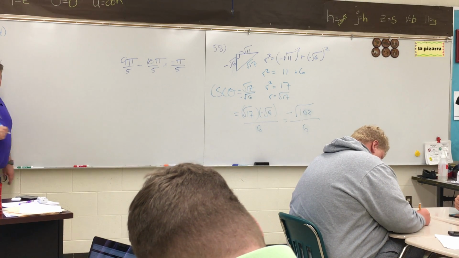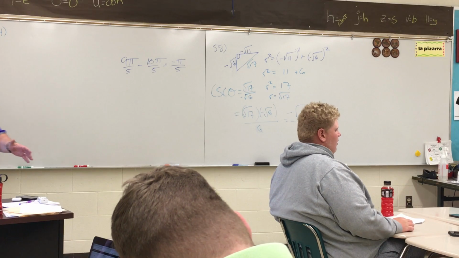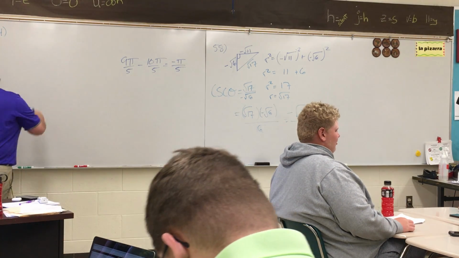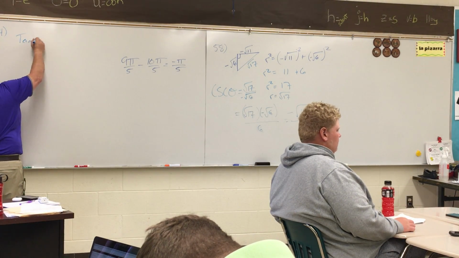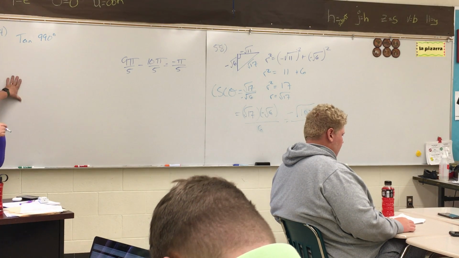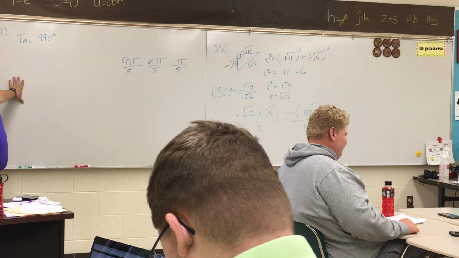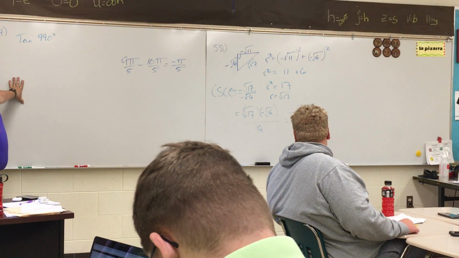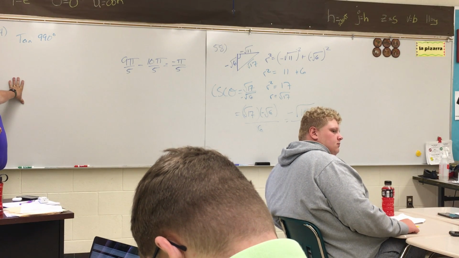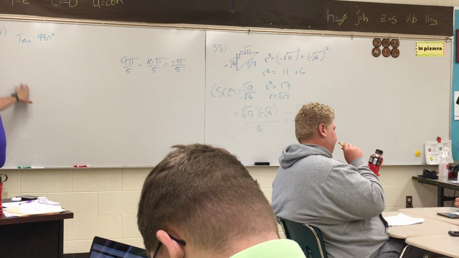64. Okay, where's 64? And 990. Okay. Look at the unit circle. Tell me where 990 degrees is on the unit circle. There isn't one. What's the maximum it goes up to? 360. You guys understand the analysis?